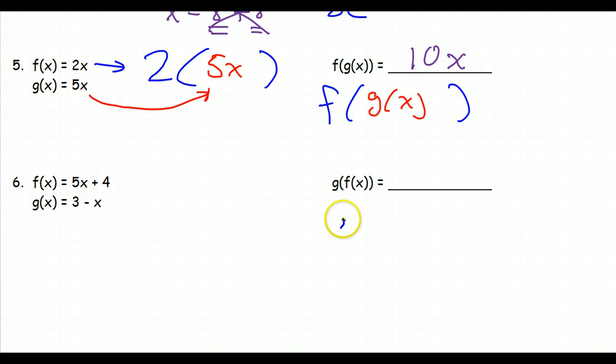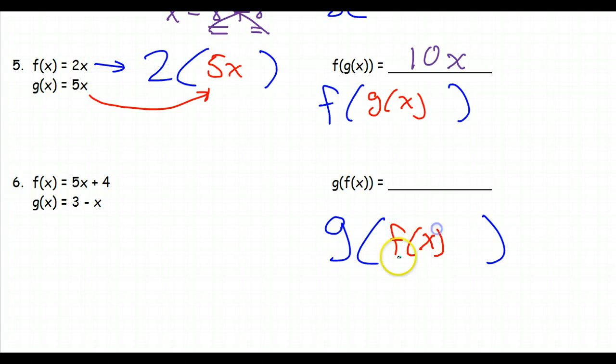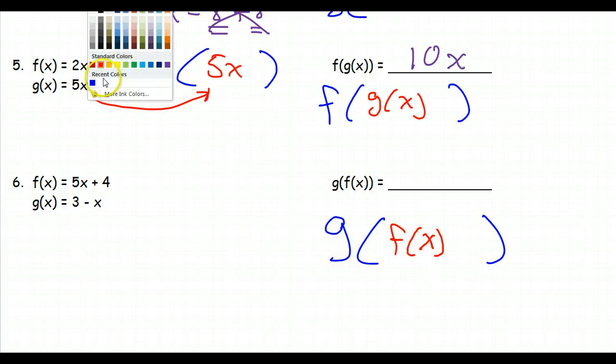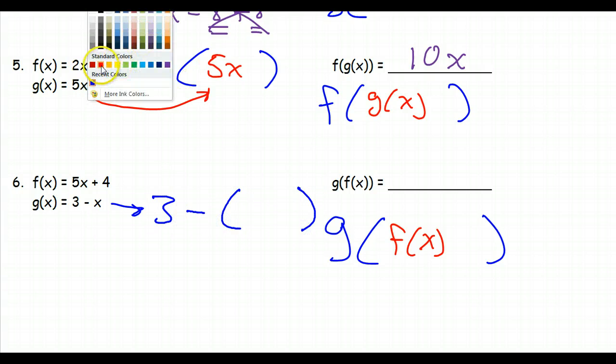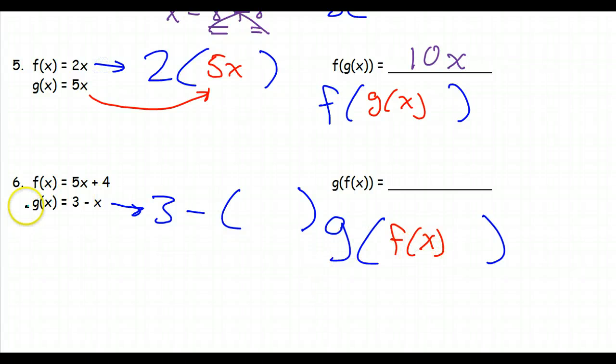On this one, function g is on the outside, and then function f is on the inside. So let's start with function g. Function g says 3 minus x, so I'm going to write 3 minus parentheses. Inside the parentheses goes function f, so that's why I'm going to put 5x plus 4 in there.